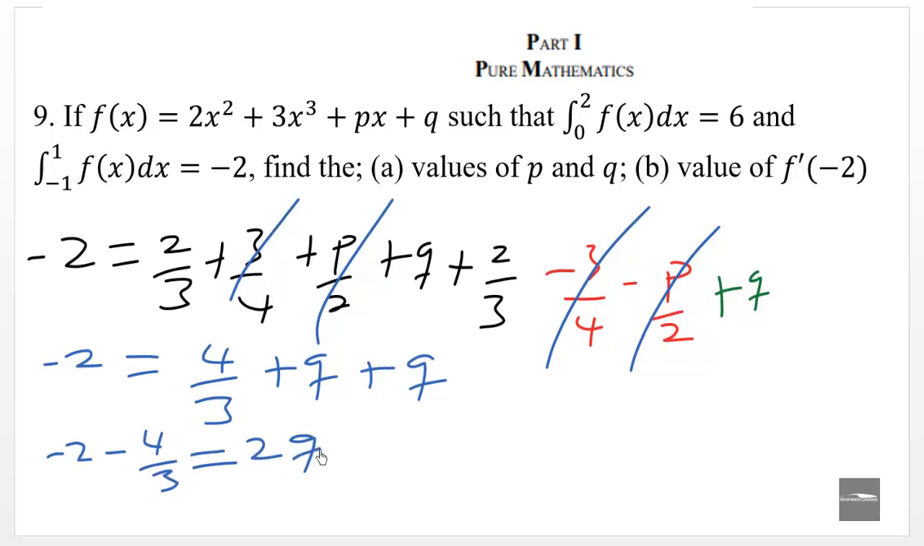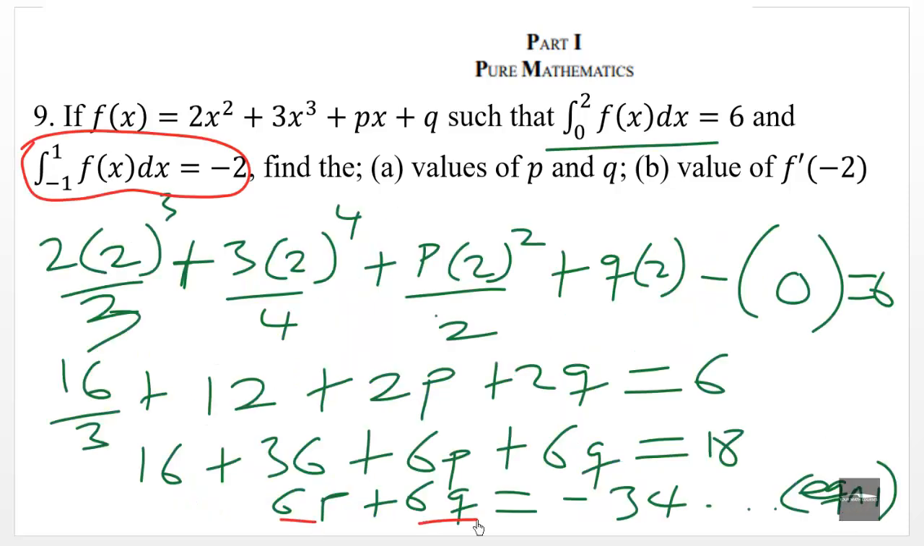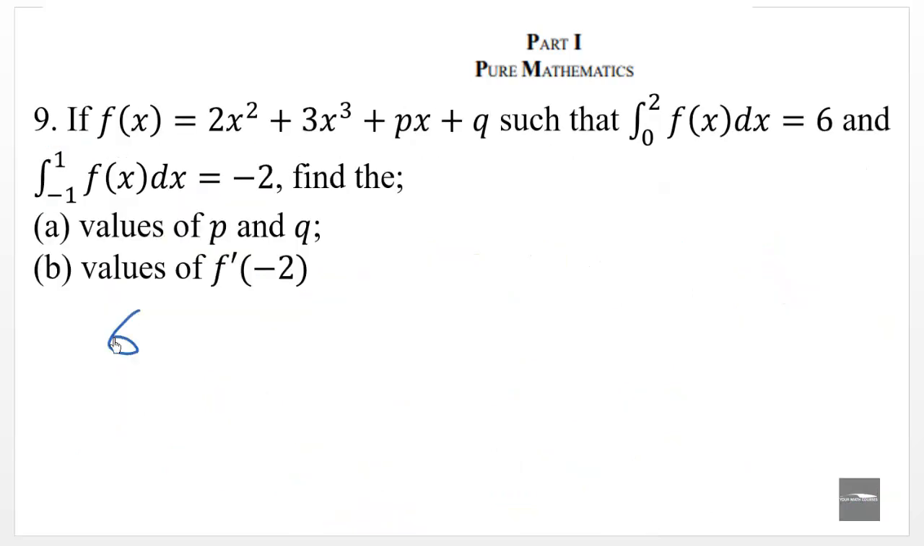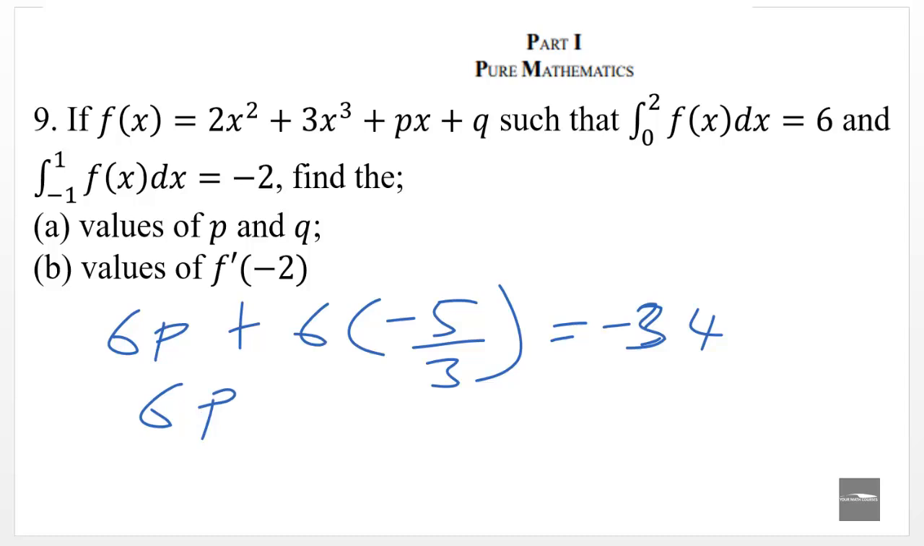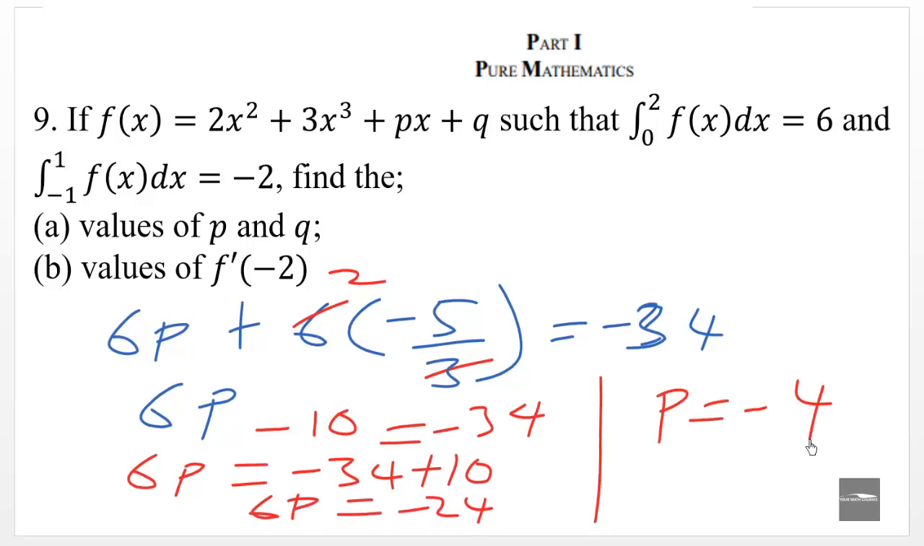So we have -6 minus 4 equals 6q when we multiply through by 3. And this will simplify to give us q to be -5 over 3. So with q equal -5 over 3, we can now obtain p. So we substitute q equal -5 over 3 and simplify to get 6p equal -34 plus 10. So p will be equal to -4.